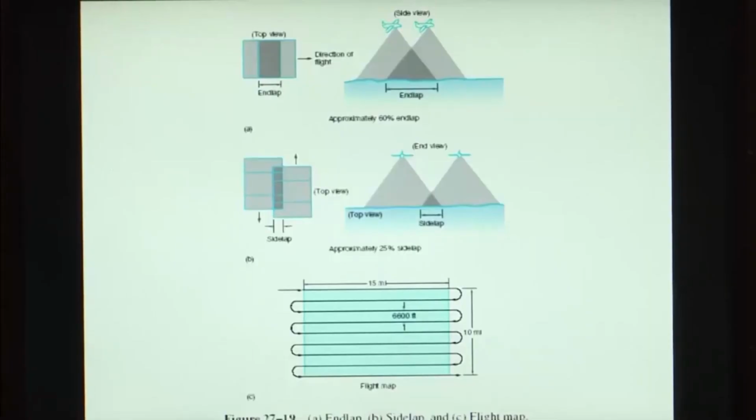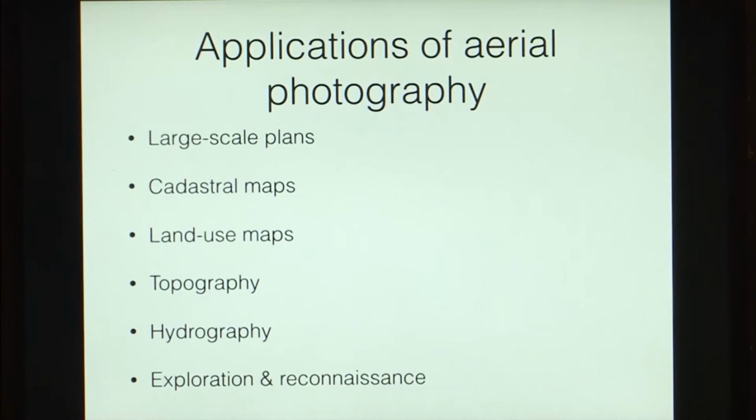So, now coming back to the slide, this shows us the overlap between two images. We have an end lap, we have a side lap, and we can see the flight map. So, this is a generalized thing.